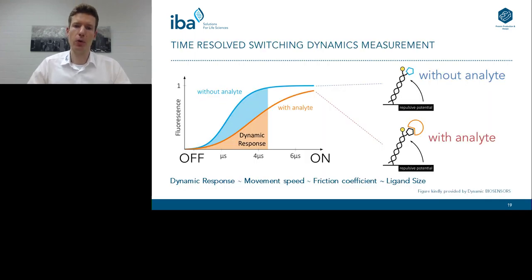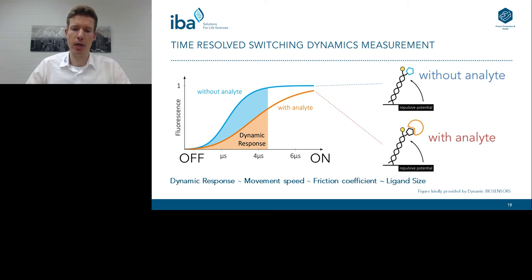First, a brief look at how the system works. In the switchSENSE technology, you have a double-stranded DNA, and one strand is coupled to a fluorescence dye, and the other strand is coupled to your analyte, or in this case, to Strep-Tactin XT. Once you apply a current on the chip surface, the DNA will be pulled down to the chip surface, and there the fluorescence signal is quenched.